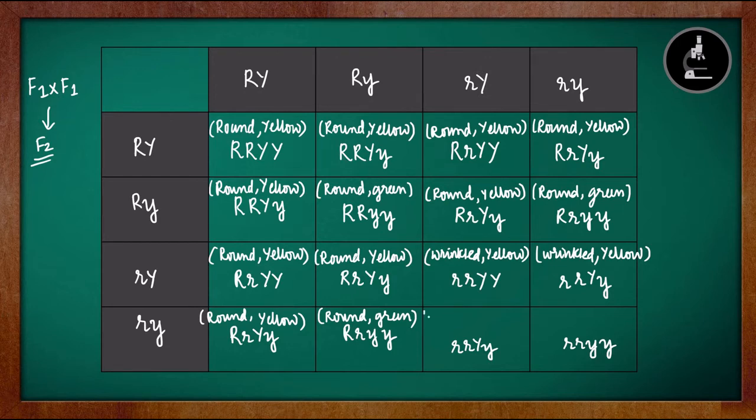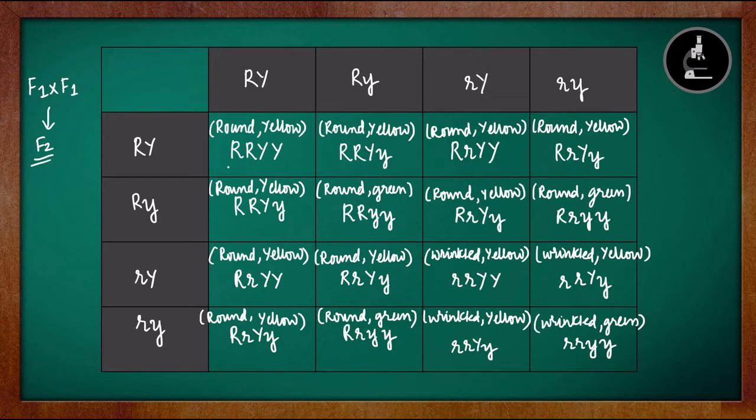Next, small r, therefore it will be wrinkled because not even one dominant allele is there. Capital Y, small y. Capital Y is there, that's why it will be yellow. Last one, small r, both are recessive, that's why it will be wrinkled. Again, if you see the next character also, small y, both are recessive, that's why it will be green. So now we got all the possible phenotypes for the F2 generation.